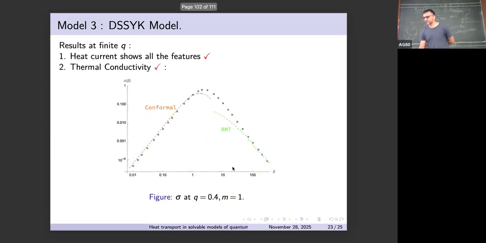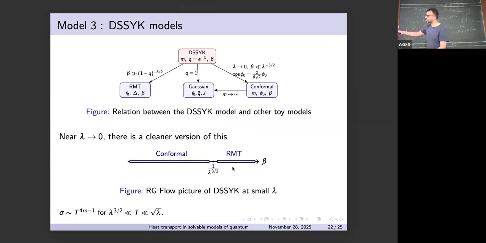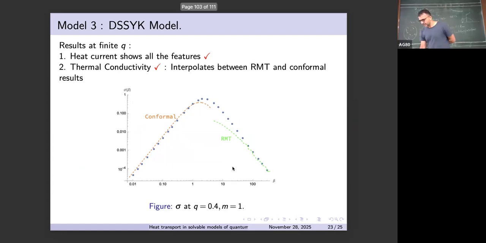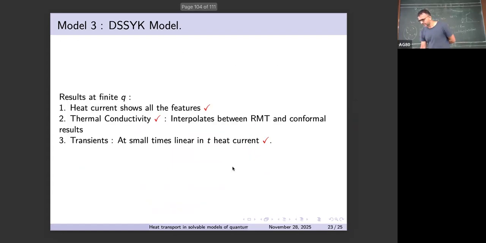So thermal conductivity, the feature that I told you, the loose graph that I showed you at lambda goes to 0, survives even at finite Q. At finite Q, numerically plotted, you can see RMT-like behavior, you can see conformal-like behavior. In the intermediate regime, I cannot analytically show it, but I can numerically see that it smoothly goes over between this and that. It interpolates, that's true. Transients can also be computed, as Rajdeep was saying very in the beginning.